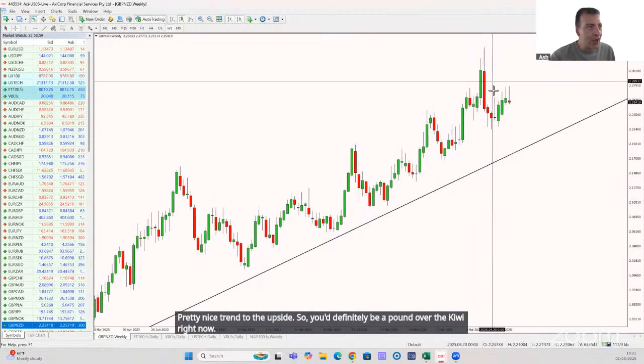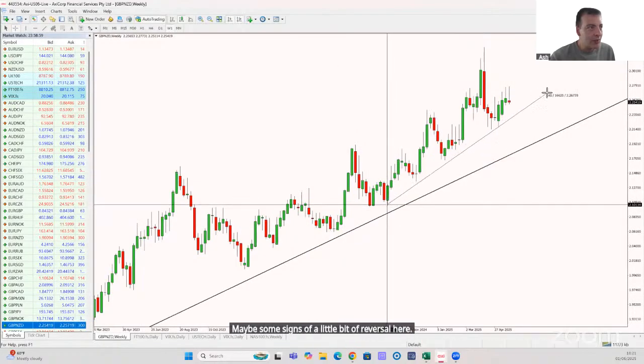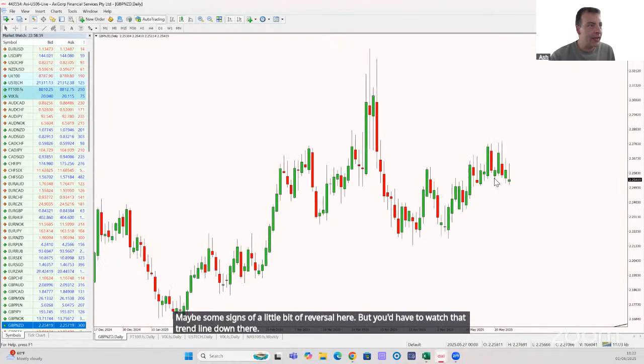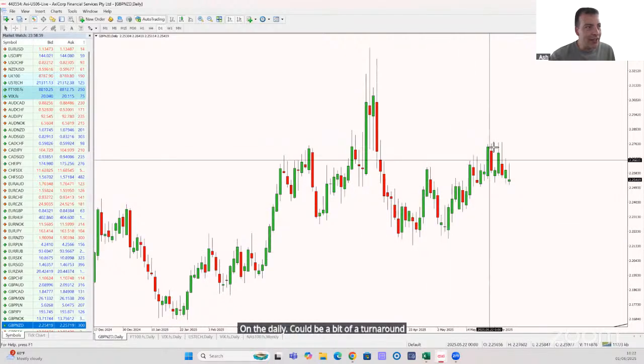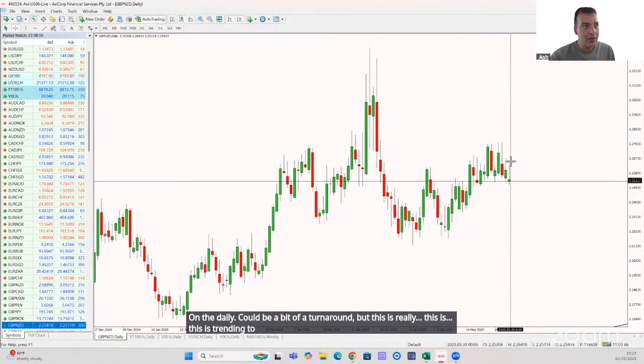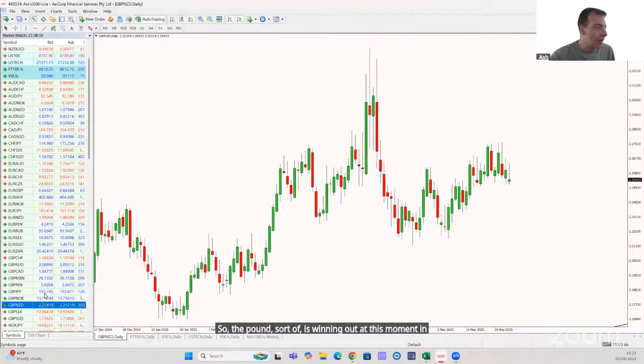Maybe some signs of a little bit of reversal here. But you'd have to watch that trend line down there on the daily. Could be a bit of a turnaround, but this is trending to the upside. So the pound sort of is winning out at this moment in time. And then finally the pound Swiss.